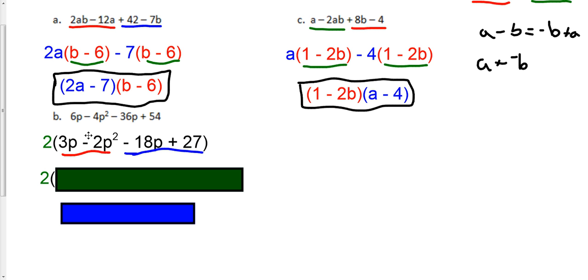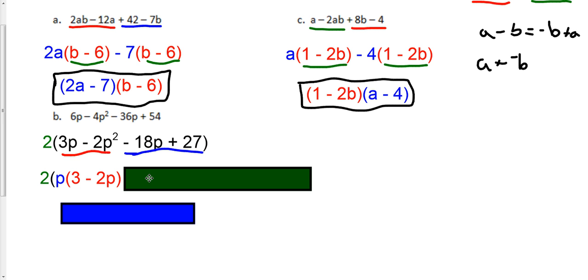If we look at our first group here, 3p minus 2p squared. Can't take anything out of the coefficients, they're both prime, but I can take p out of each of them, the variable p. So p times what would be 3p? Well, that'd be 3. P times what would be negative 2p squared? That'd be negative 2p. So p times all of this would give us this group.